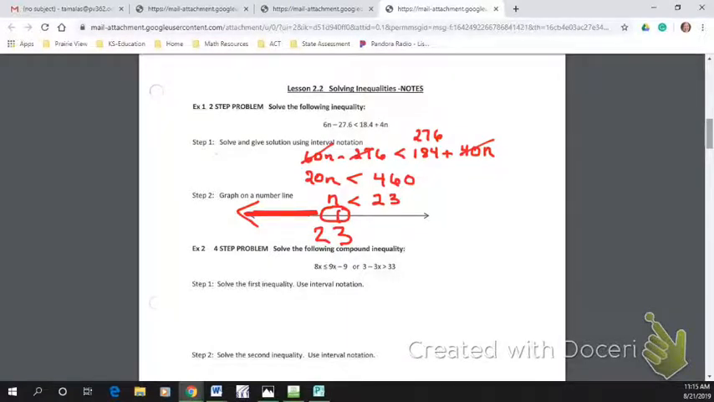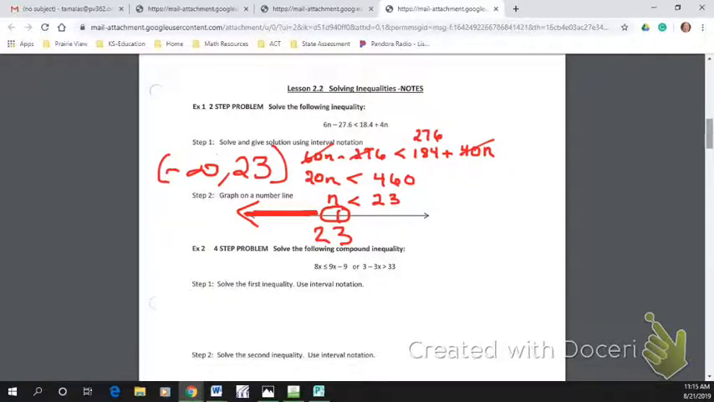So your interval notation is going to be what? Start at the left, negative infinity, going all the way to what? 23. Do I want to include the 23? No. So there's your answer in interval notation. There's your graphical answer. Does that make sense? Okay? That is a simple inequality.